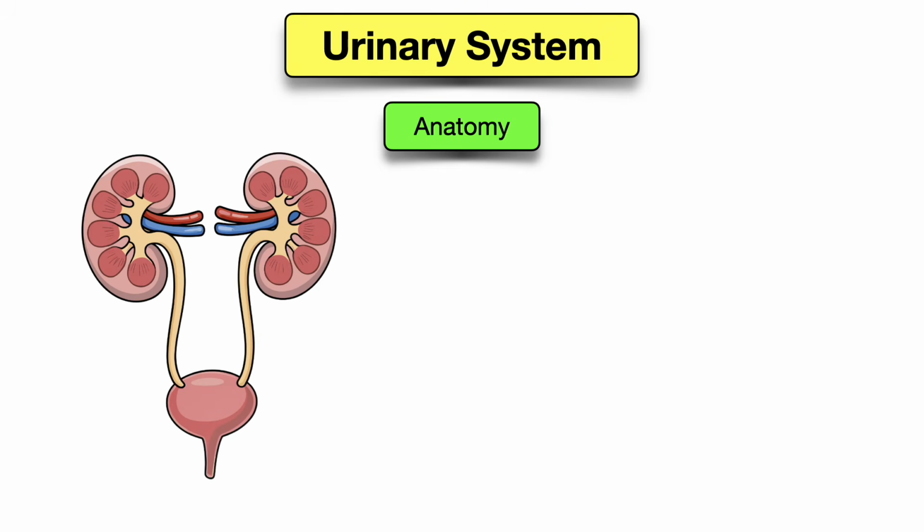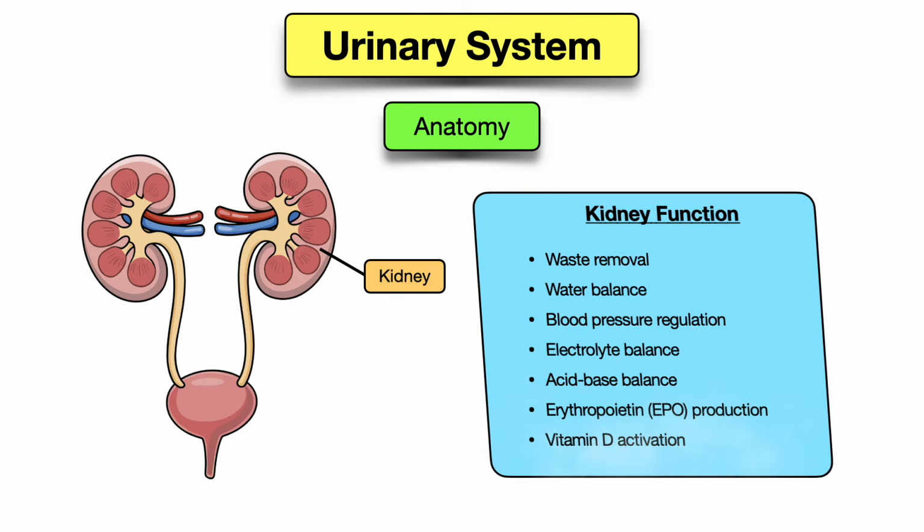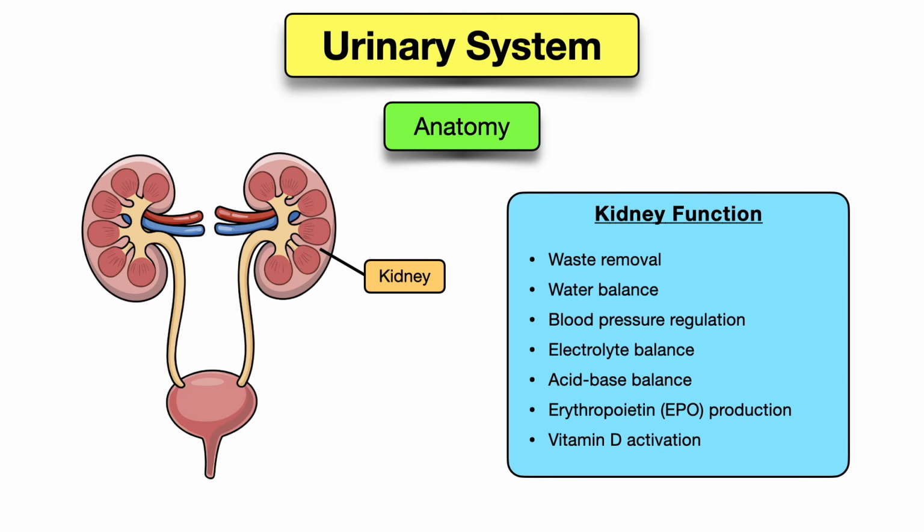Let's start with a quick recap of the urinary system, because this will help us understand all the different terminology. First, we have the kidneys. There are two of them, and they function to filter waste and fluid from the body to produce urine. They also help regulate blood pressure, and they're involved in electrolyte balance, acid-base balance, erythropoietin production, and vitamin D activation.